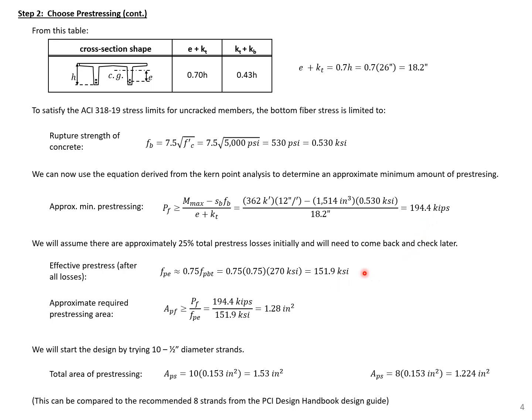So taking our total force divided by our approximate effective pre-stress will give us the approximate required pre-stressing area. You can see here, we need a pre-stressing area greater than 1.28 square inches. So we're kind of right above where we would be for eight strands. You can see we may have overestimated our losses. So using 8 strands is probably okay, but we're going to go forward and use 10 strands in this example. And note that the PCI design handbook suggests using 8 strands. So we'd be okay moving forward and checking to see if 8 strands would work.